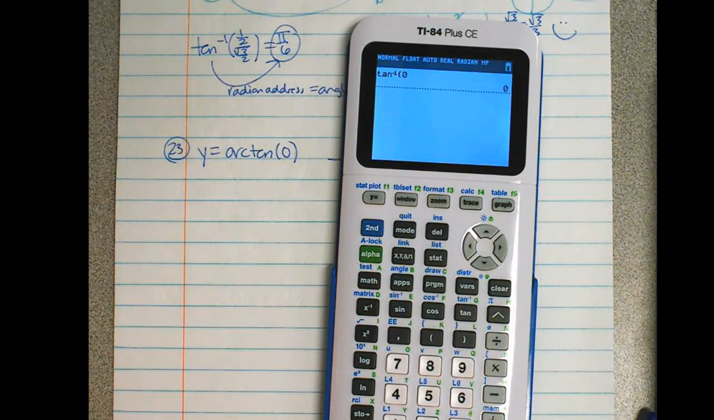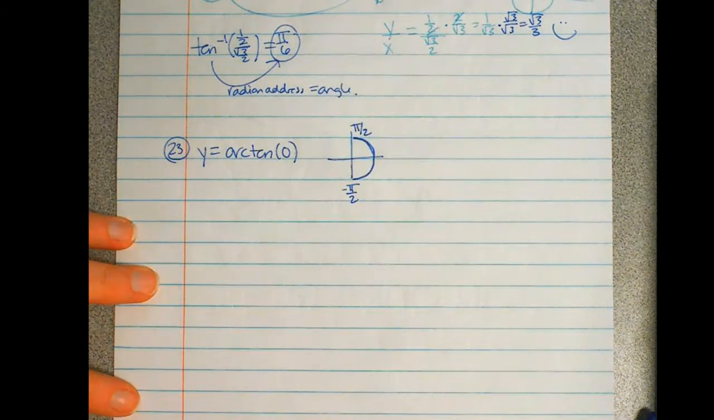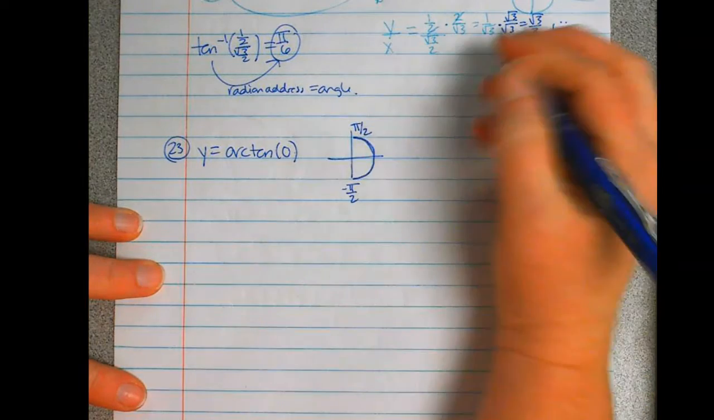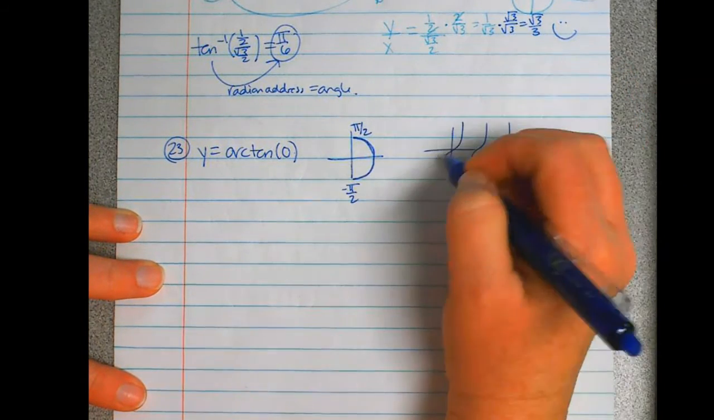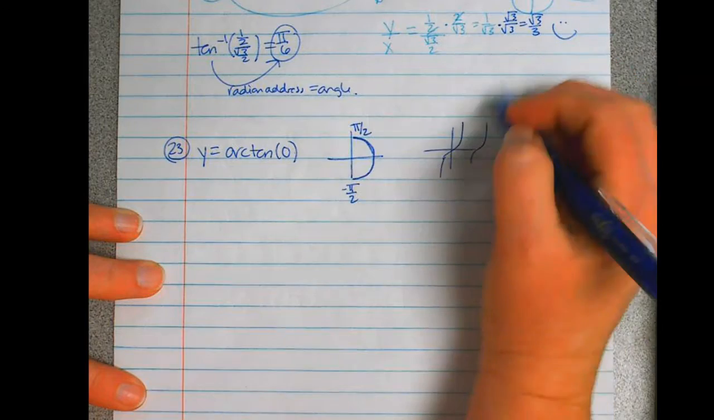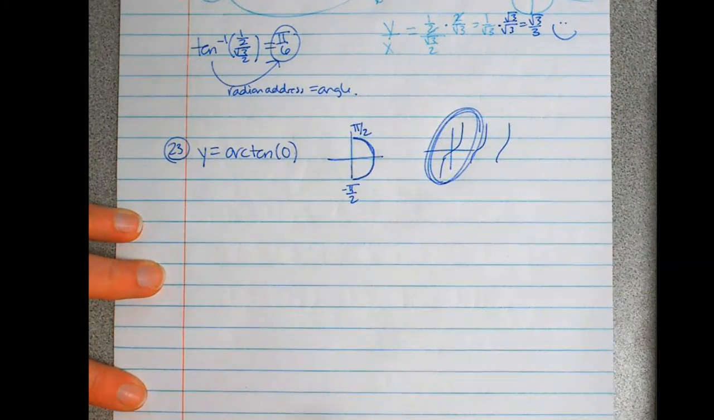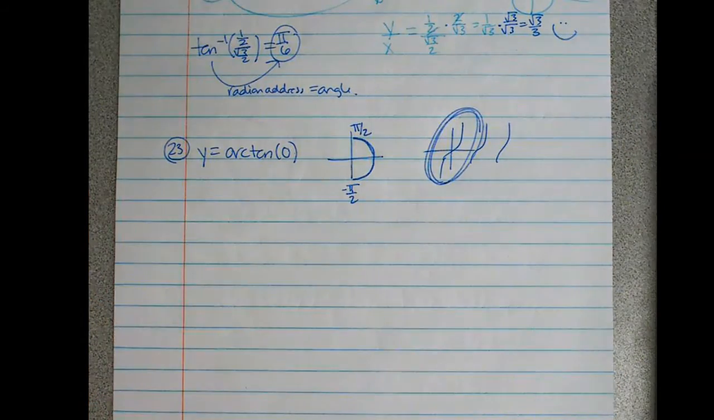So while tangent is 0 at 0, it repeats, so we had to limit tangent. Remember, tangent looks like this over and over again. We had to say, well, that doesn't have an inverse. Only this one has an inverse, and this one is not at 2 pi. Is that coming together?